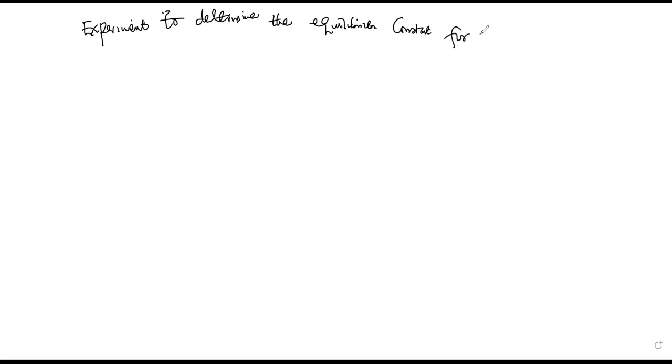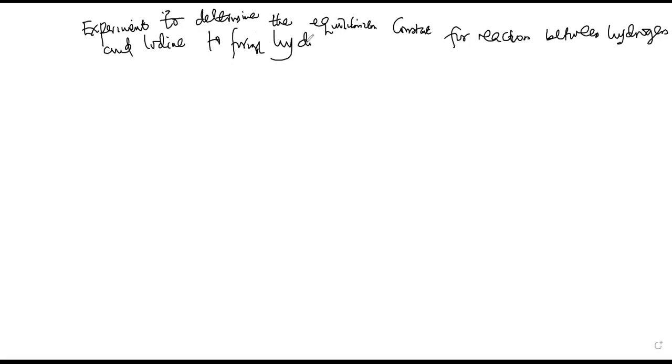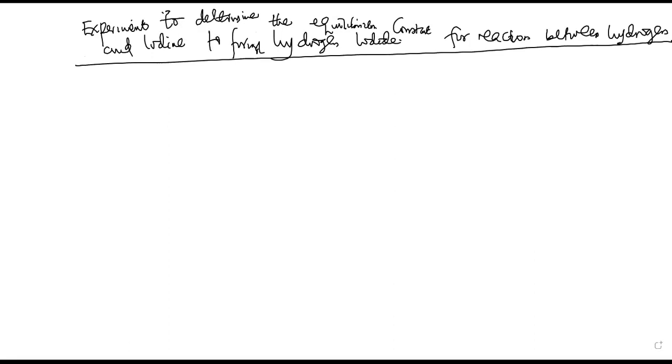So we shall have the experiment to determine the equilibrium constant for the reaction between hydrogen and the iodine to form hydrogen iodide. So now this is the experiment, but it's not different from what we looked at, only that for this case now we are starting with the hydrogen reacting with iodine to form hydrogen iodide.